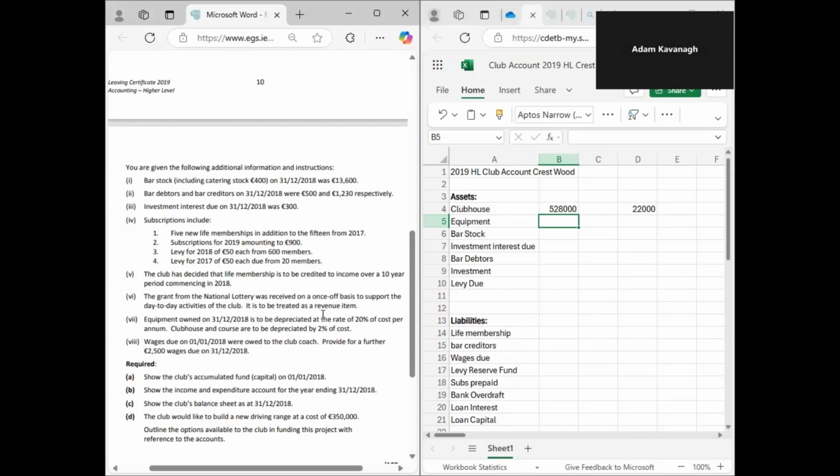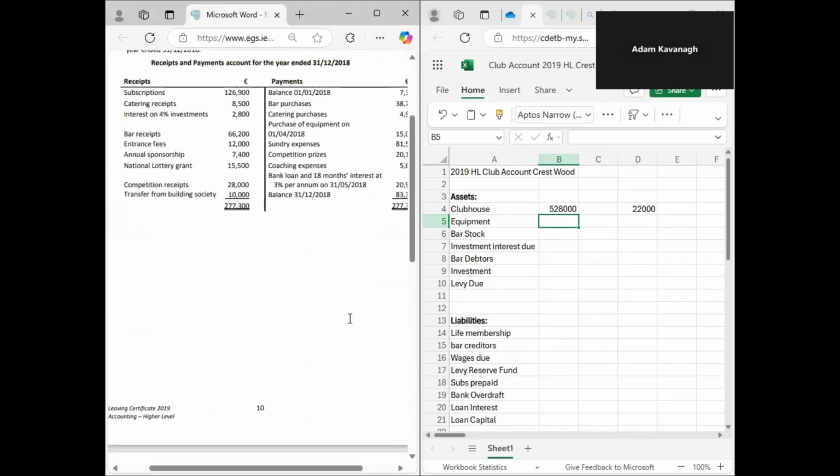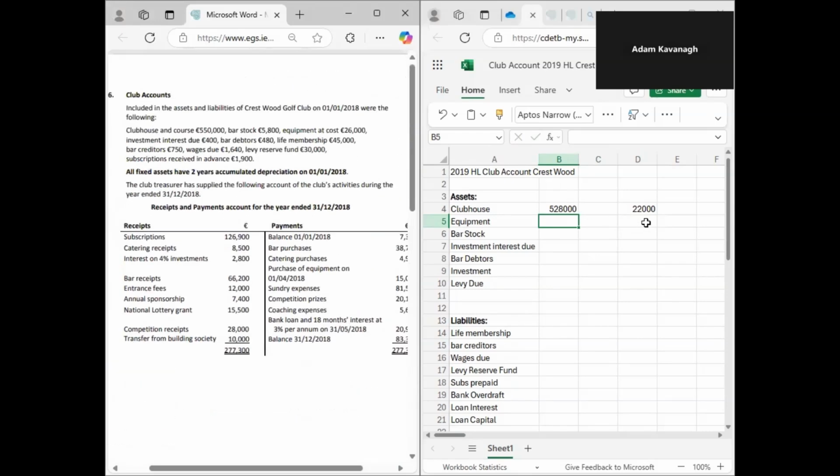Equipment, it says here that equipment is 20% of cost per annum, and the cost is 26,000. So the depreciation: 26,000 multiplied by 0.2 multiplied by 2 years, 10,400. And then again, for that, we have 26,000 minus the depreciation of 10,400 gives you 15,600 for the net book value.